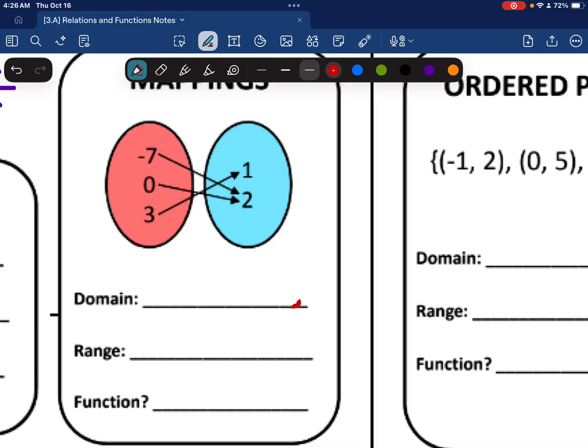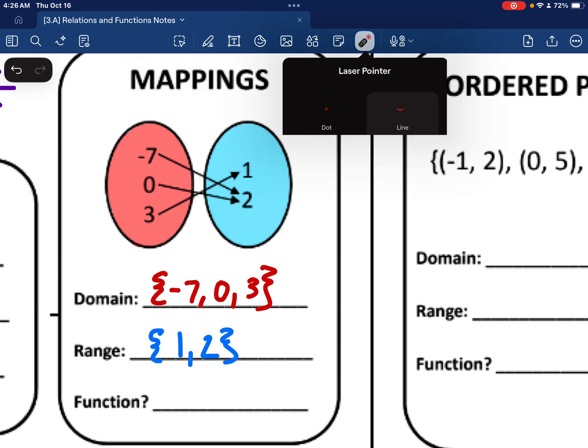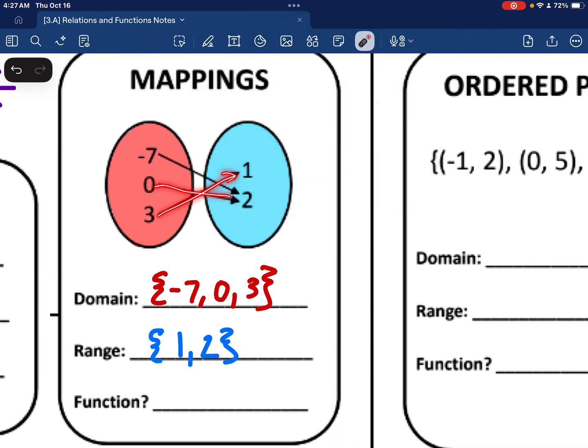So your domain is the left circle, right? Because that's all your x values. And mapping diagrams are really easy because the domain's actually already listed for us. It's already in counting order and it never shows repeats. So we just copy down the bubbles, and that's really convenient. Now the arrows that you see here are actually describing ordered pairs. So like this arrow is the ordered pair -7, 2. Or this one is the ordered pair 3, 1.